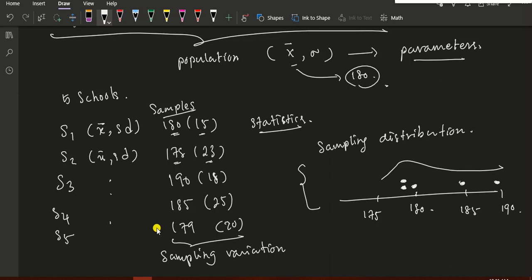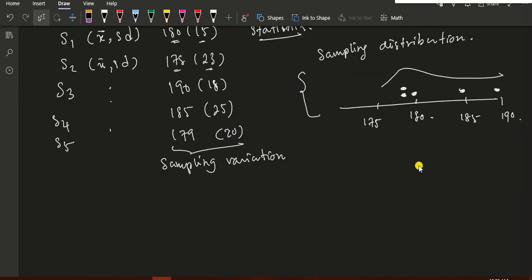So what is important about this sampling distribution? Based on the sampling distribution, what we have come to know is that the population mean is approximated by the sample mean, and the population standard deviation, sigma, is approximated by the standard deviation divided by the square root of n, the sample size. N is the sample size.